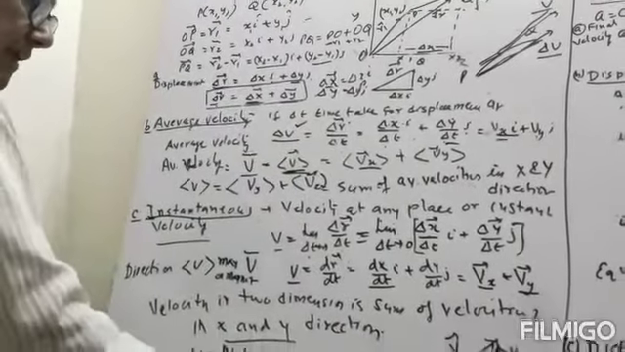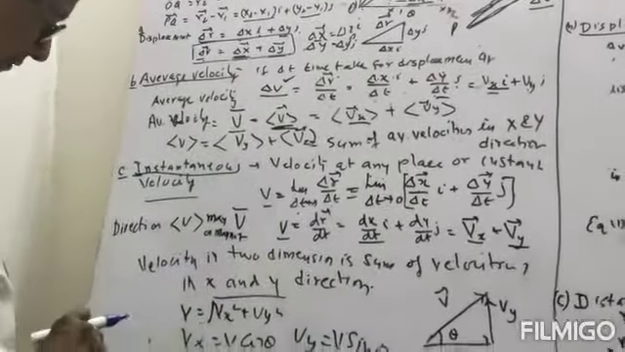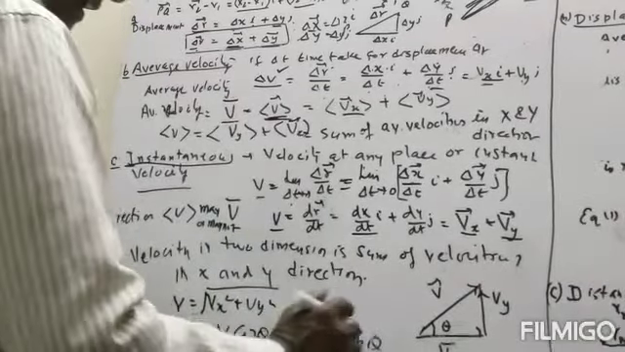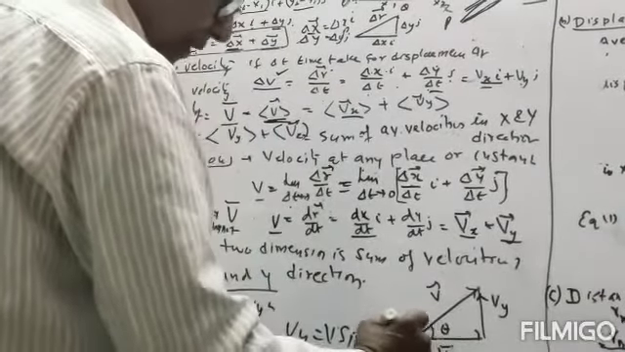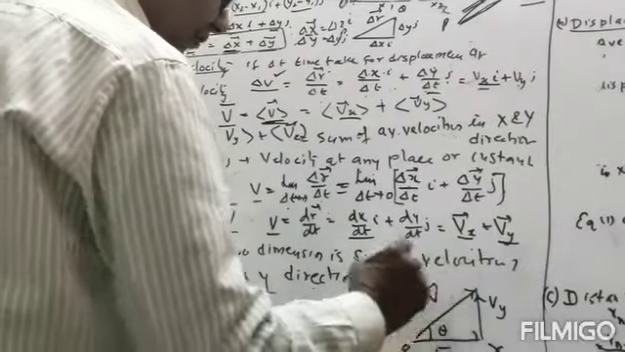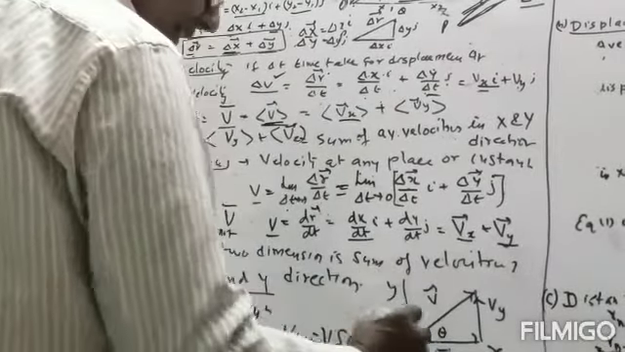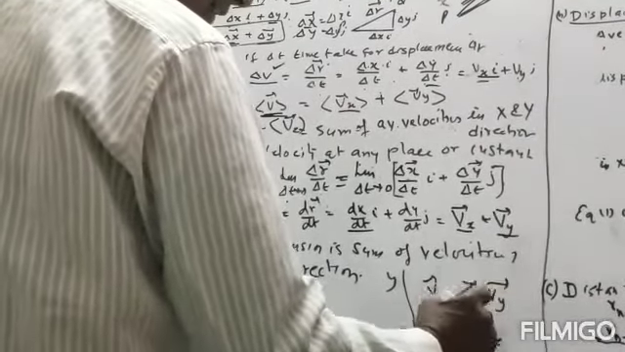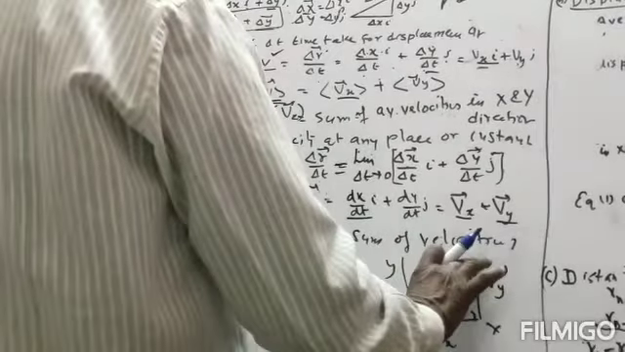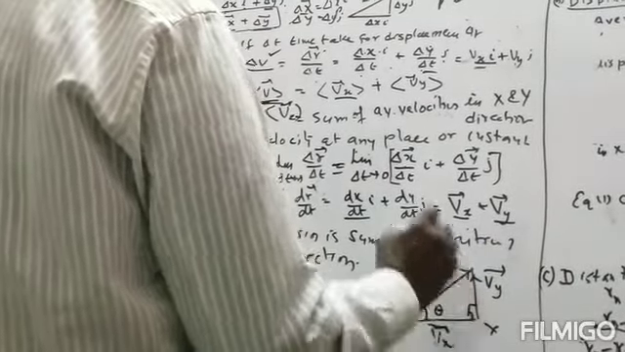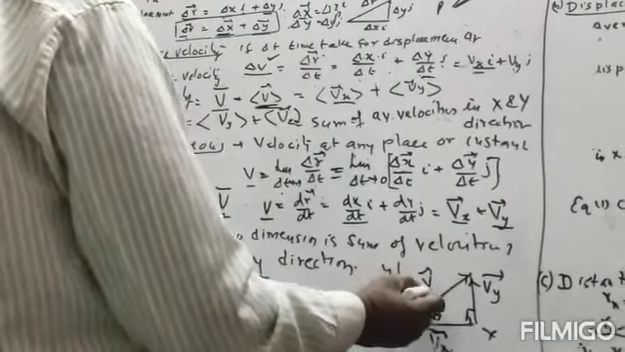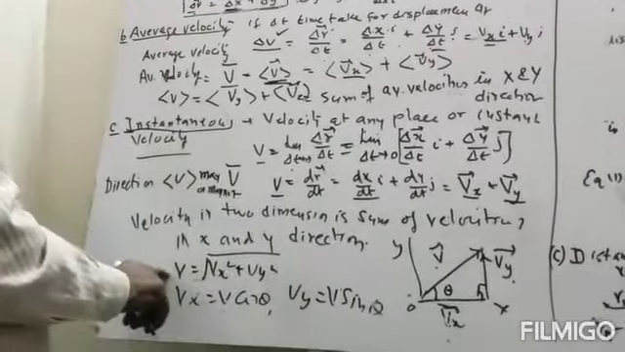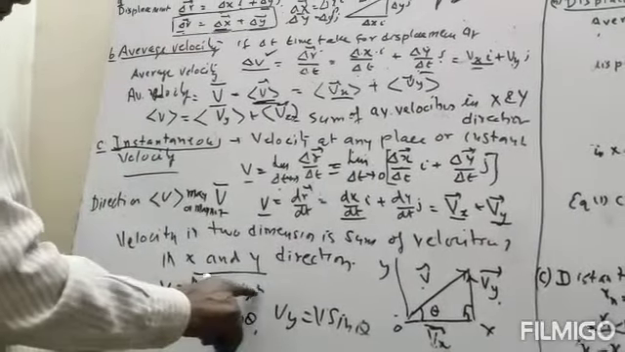So here we can write the velocity. If it is the xy plane, this is 0, this is the x axis, this is the y axis. Here the velocity is vx in x direction, vy in y direction. So what will be v? This angle is 90 degrees. So v squared will be equal to vx squared plus vy squared. So we can write v will be equal to the square root of vx squared plus vy squared.